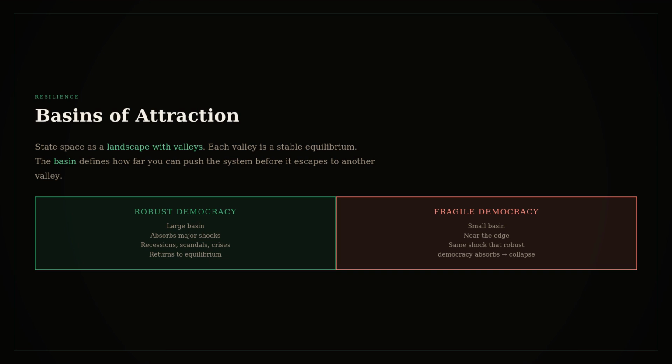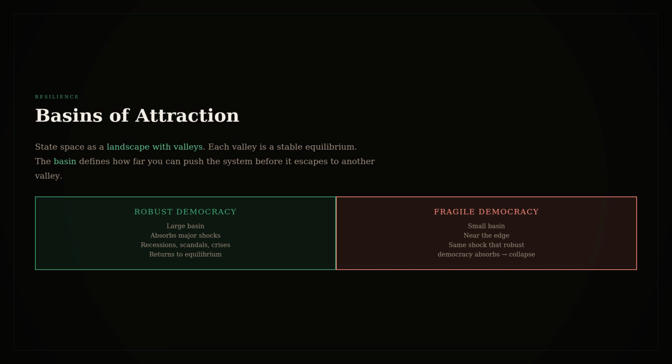Imagine the state space as a landscape with multiple valleys. Each valley is a stable equilibrium. The ridges between valleys are the boundaries of basins of attraction. If the system starts inside a basin, it flows toward that equilibrium. But push it over a ridge, and it flows toward a different one. This matters enormously for policy.